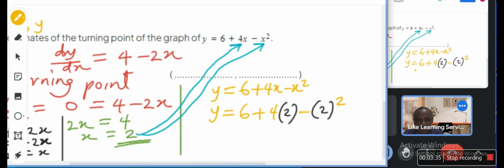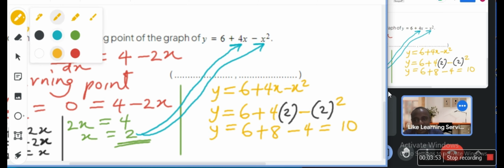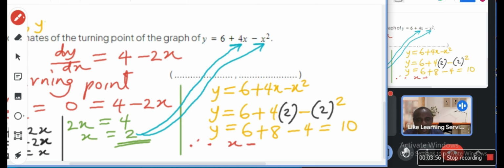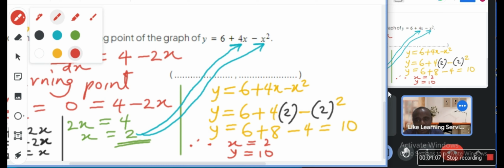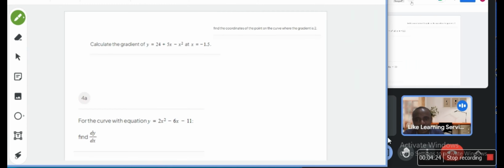So that gives us what? 6 plus, what is 4 times 2? 6 plus 8, minus 4. That's 10, am I right? Yes, 10. So x is 2 and y is 10. Therefore, x is 2 and y is 10, isn't it? Yes, sir. That means the coordinate will be 2, 10. You know, when you are stating a coordinate, you write both the x value and the y value. Yes, sir. The coordinate is 2, 10. Is that understood? Yes, sir. Yeah, beautiful. So let's go to the next one.